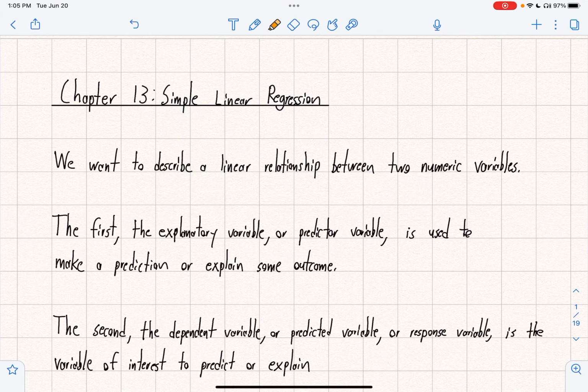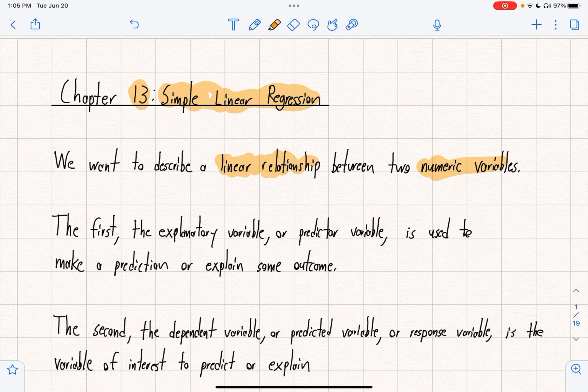Okay, we are starting on chapter 13, which is on simple linear regression. So our goal here is to describe a linear relationship between two numeric variables. So we're not dealing with categorical variables. We're strictly dealing with numeric variables, or generally it's going to be continuous variables, but they can be discrete as well. But the goal here is to describe this linear relationship between two numeric variables.